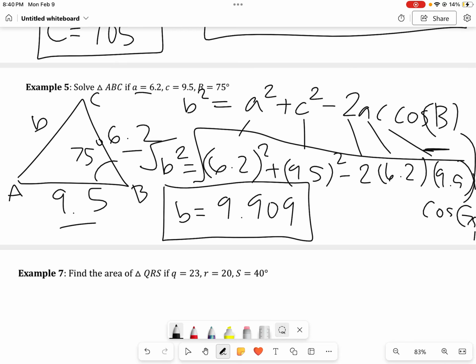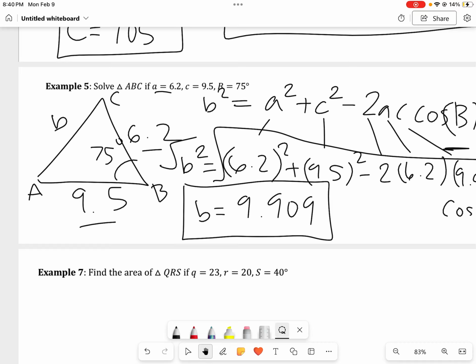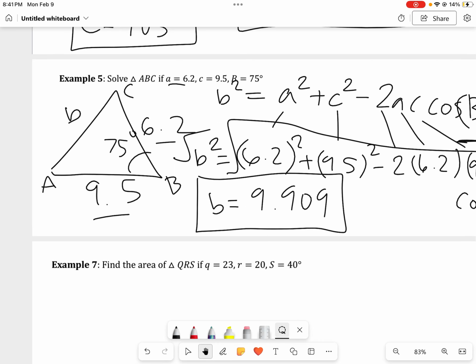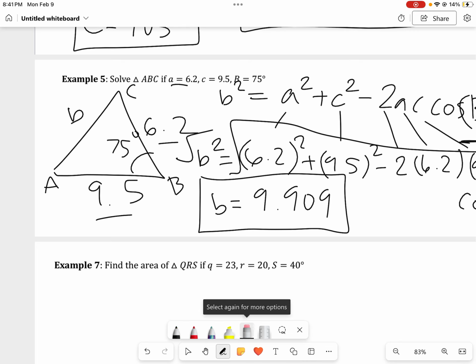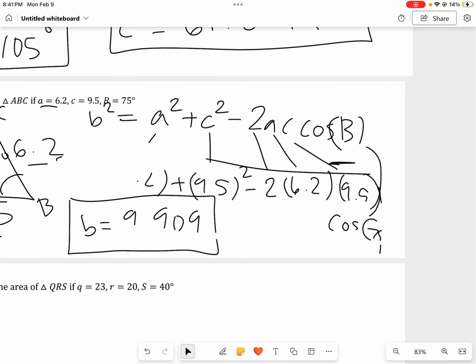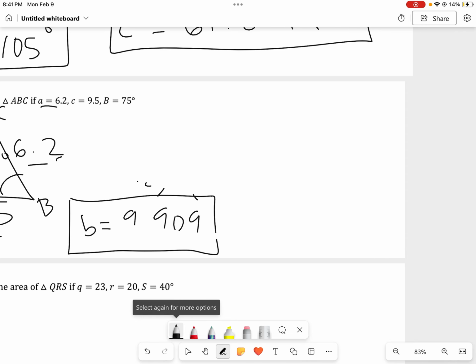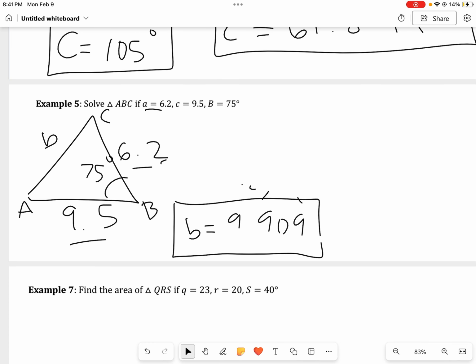Let's see here. Okay, I'm just going to erase this part. This is really hard to use. Okay, so now we have B. Okay, we have B. And now we want to get angle A and angle C.